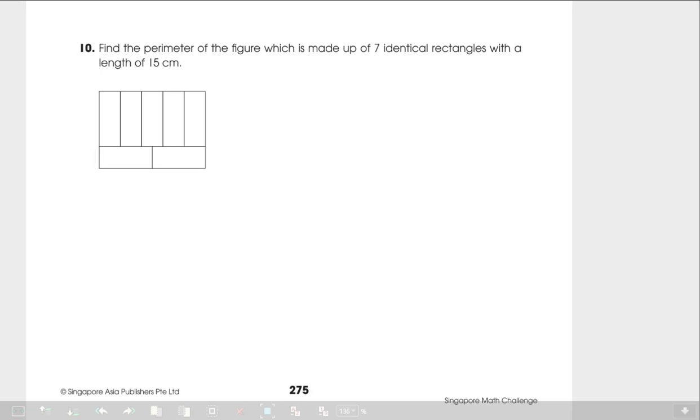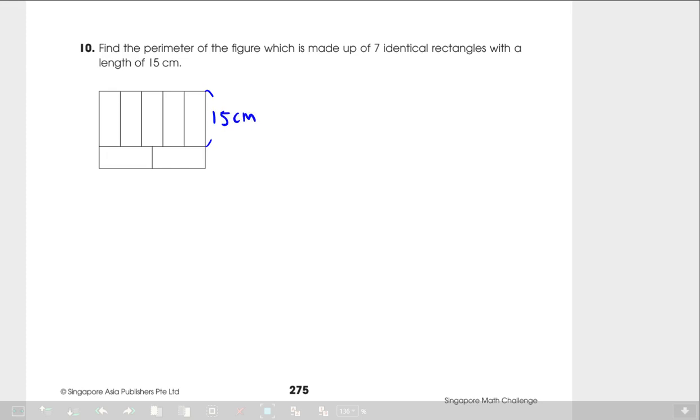Okay, question 10. Find the perimeter of the figure which is made up of 7 identical rectangles with a length of 15 centimeters. So the question wants us to find the perimeter of this figure. This big rectangle here, that's made up of 7 little rectangles. And the little rectangles have a length, which is this part, of 15 centimeters.